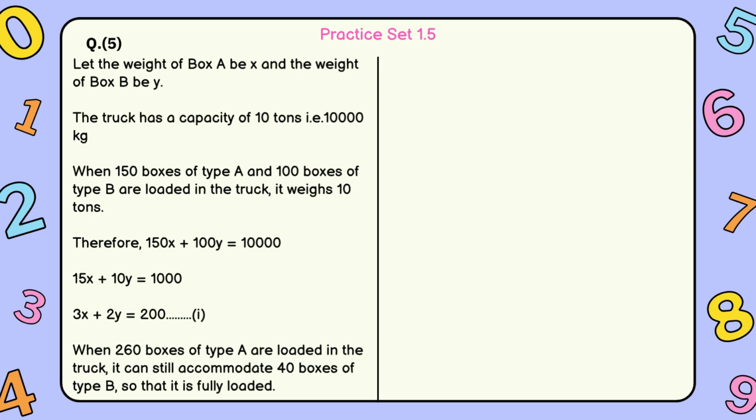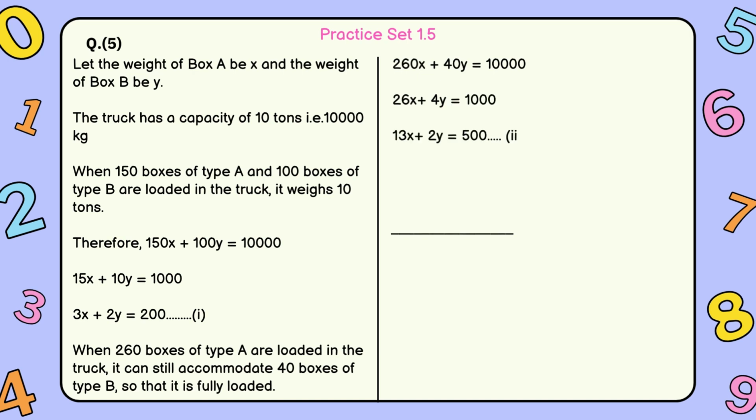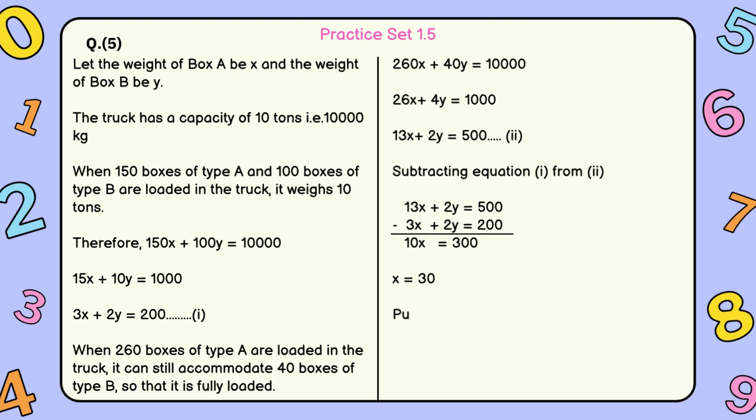We name this as equation 1, and we move on to the second condition that they have given us, which is when 260 boxes of type A are loaded in the truck, it can still accommodate 40 boxes of type B, so that it's fully loaded. So we get our second equation as 260x plus 40y is equal to 10,000. Again we divide it by 10 and get 26x plus 4y is equal to 1000. Further we divide it by 2 and we get 13x plus 2y is equal to 500. We name this equation 2.